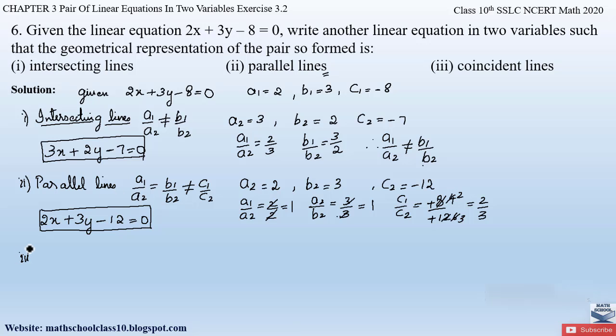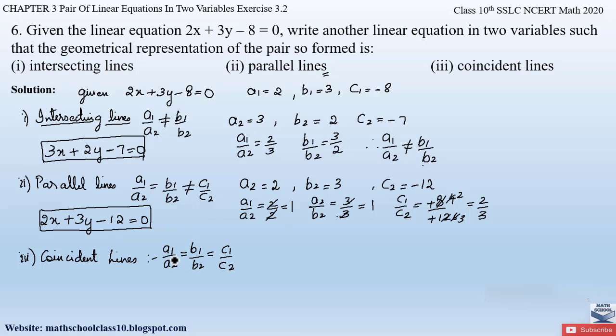Similarly, let us write down for coincident lines. Now for coincident lines, the condition should be the ratios a1 by a2 should be equal to b1 by b2, and that should be equal to c1 by c2. So we already know our a1, b1 and c1 value. So let us find out a2, b2 and c2 value.